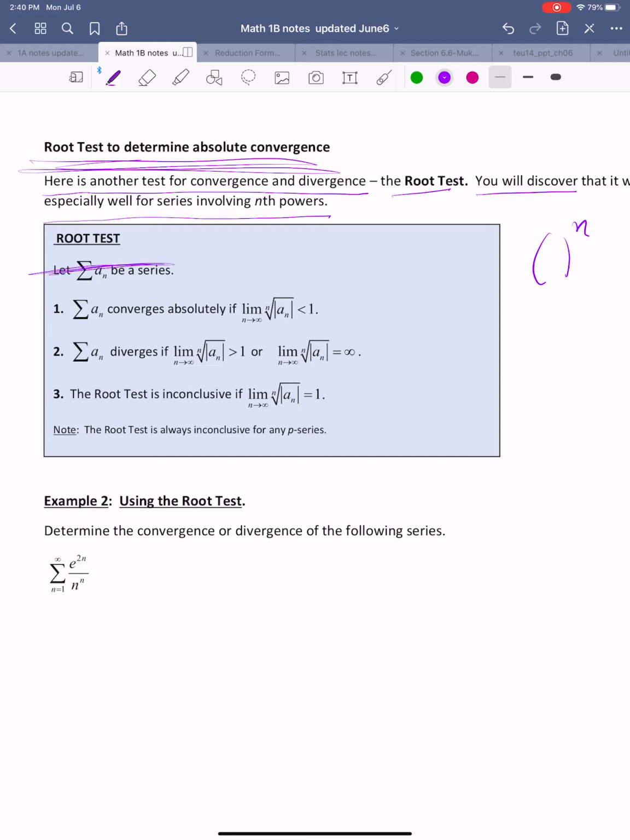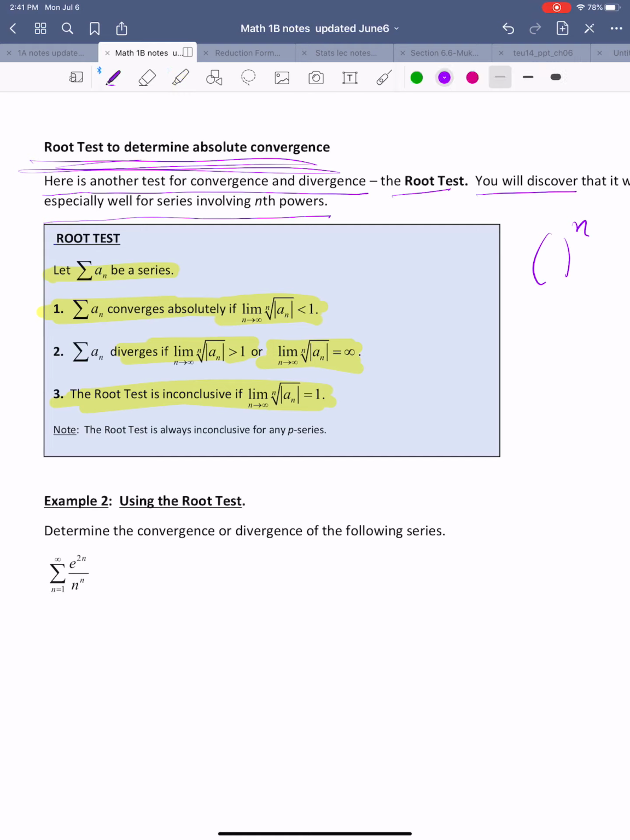Let the sum of a_n be a series. The series converges absolutely if the limit as n goes to infinity of the nth root of the absolute value of a_n is less than 1. If this limit is greater than 1 or equal to infinity, the series diverges. If that limit is equal to 1, the root test is inconclusive.